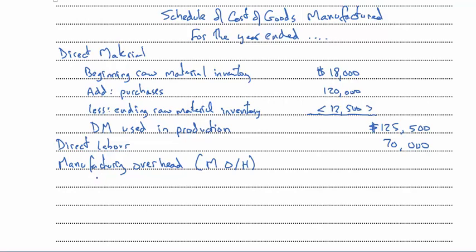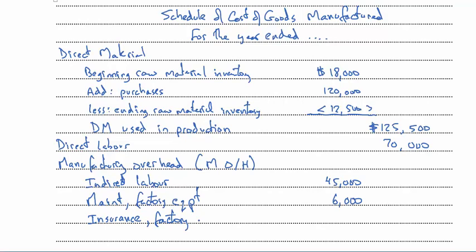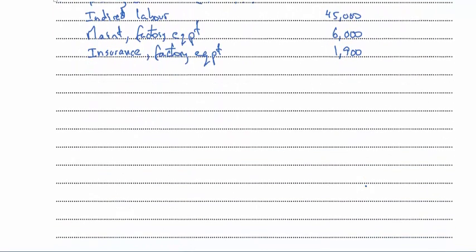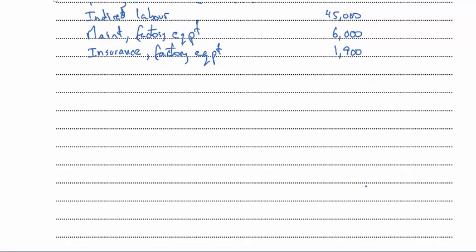Okay, and now we're just going to go down our list here. So indirect labor would be the first one we're going to record here. And 45,000. Maintenance on factory equipment, $6,000. Advertising expense. No, don't think that's a cost of production, so we're going to leave that one out. Insurance on factory equipment, 1,900. Sales salary is also not a cost of production, so we're going to disregard that.